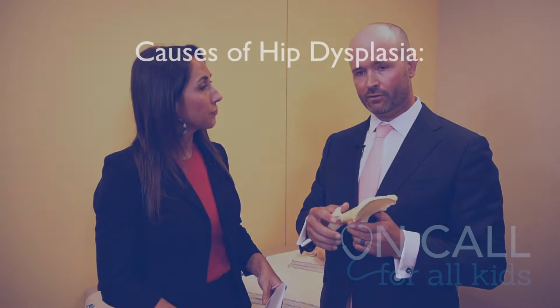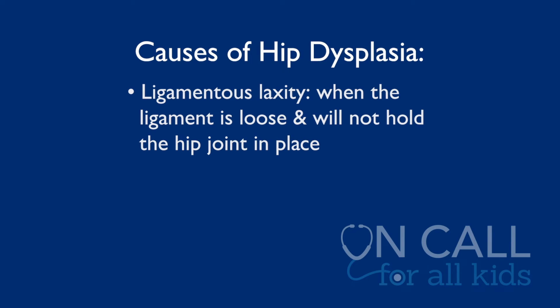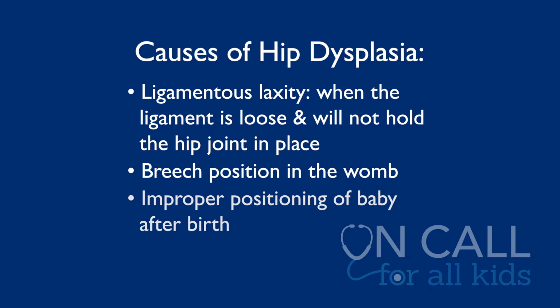Okay. And what actually causes it? Is there anything we can prevent? So the causes are many different causes. One is going to be the ligamentous laxity. So if the joint is very ligamentously lax, it can lead to this hip coming out of the socket. The number two thing is the position of the baby in the womb. If they're in a breech position, a lot of times that hip is in a very abnormal position, and the hip is getting pushed out the back of the socket, and that can lead to abnormal development. And the third thing would be positioning of the newborn after they're born, such as if they're swaddled incorrectly.